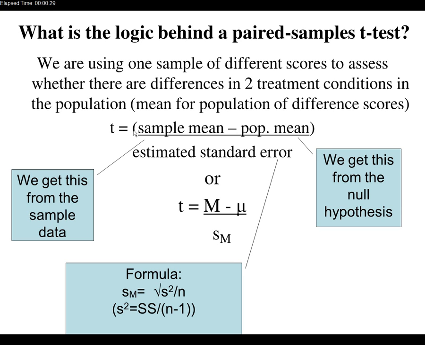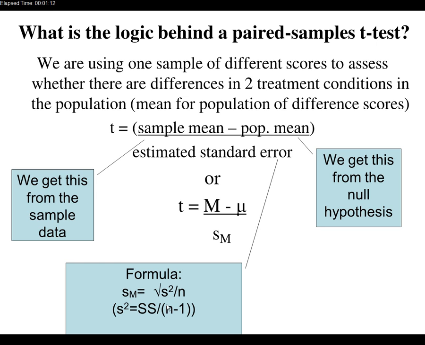So the t equals the sample mean minus the population mean divided by the estimated standard error. And it looks like this. We get this population mean from the null hypothesis, we get this sample mean from the sample data, and the formula to get the estimated standard error is the square root of s squared divided by n.